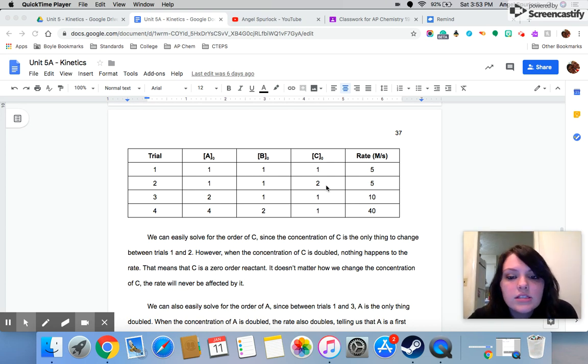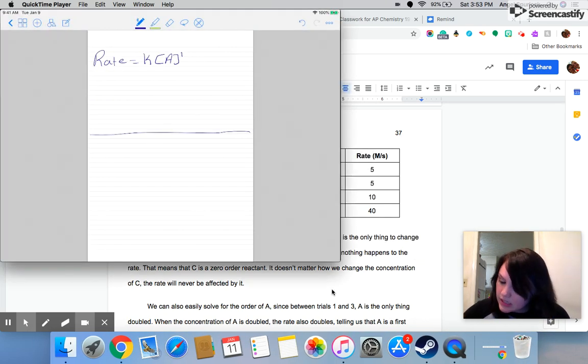Okay, so I can see that the concentration changes between trials 1 and 2, and everybody else stays the same. Cool, awesome. That makes my life much easier. But the rate doesn't change at all. The rate is the same between trials 1 and 2, even though we doubled the concentration of C. So which order tells us that doubling the concentration is not going to affect the rate? That's zero order, okay? So C is zero order.